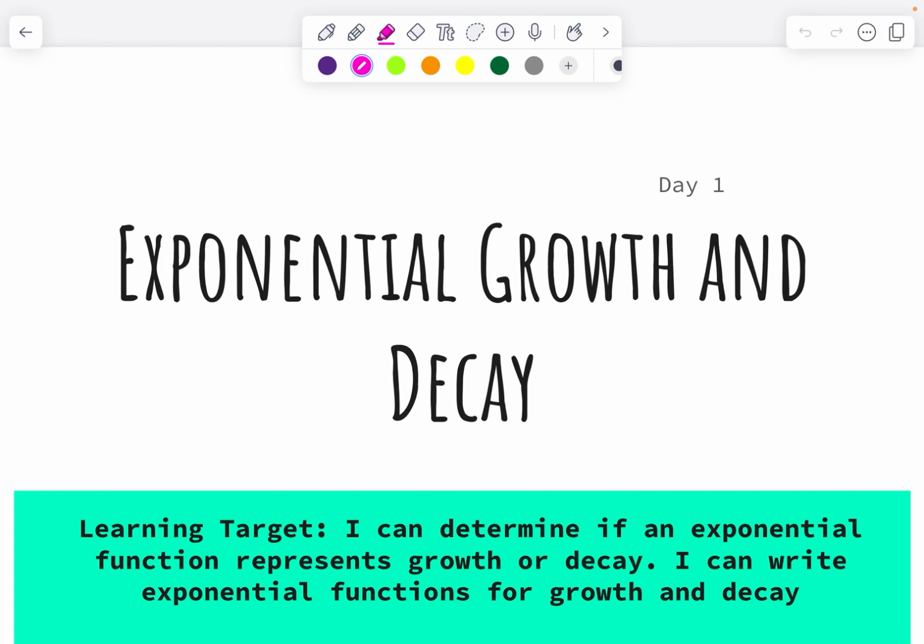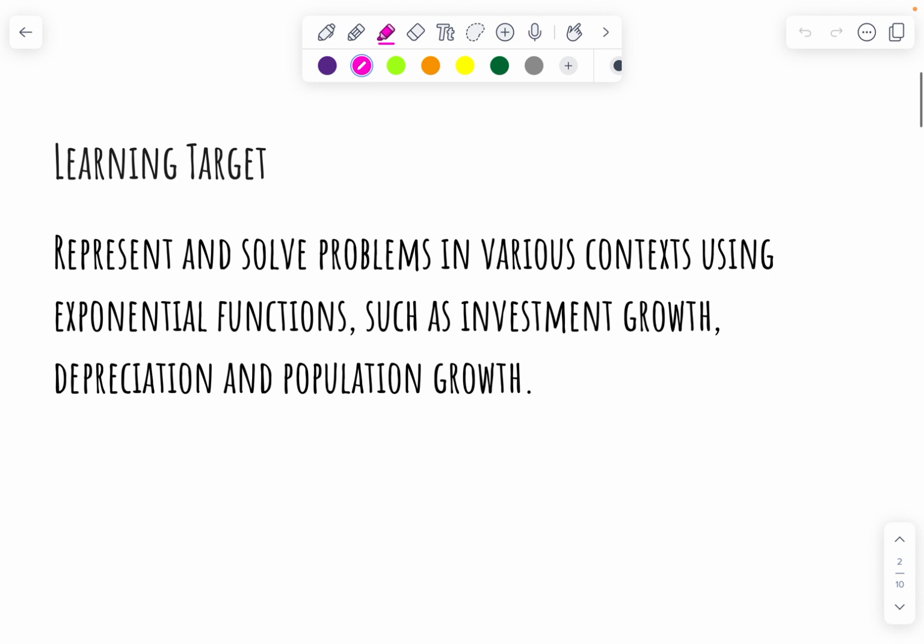Hello friends, today we're going to talk about exponential growth and decay. Our learning target: represent and solve problems in various contexts using exponential functions such as investment growth, depreciation, and population growth.